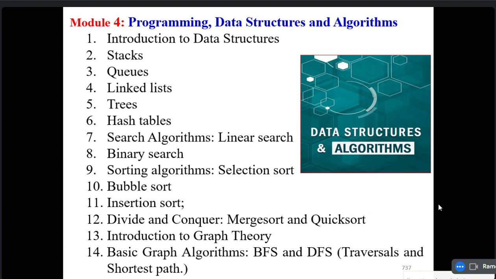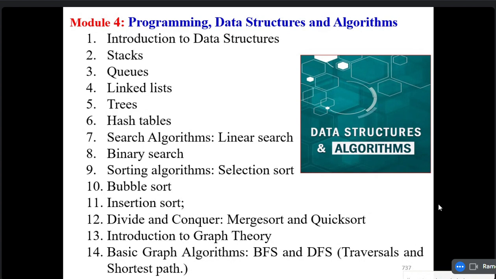Selection sort says to select a minimum element and compare it with the other elements. That is called a selection sort. Bubble sort is an exchange sort. So first, you compare the first two elements.